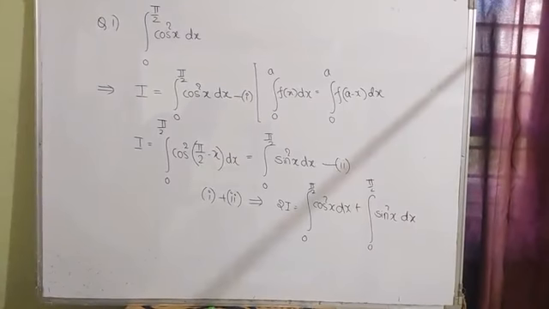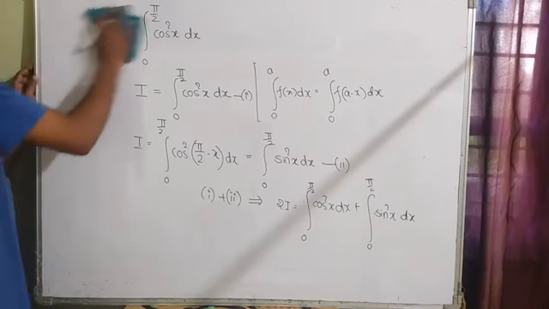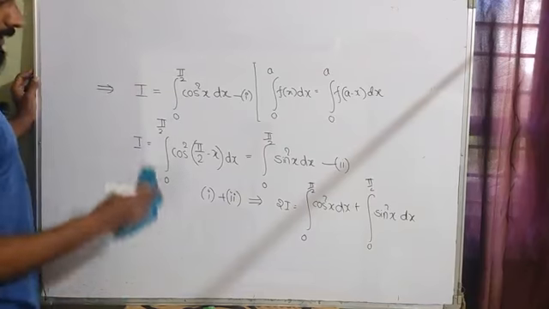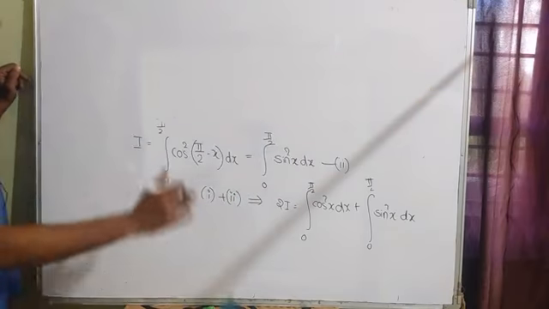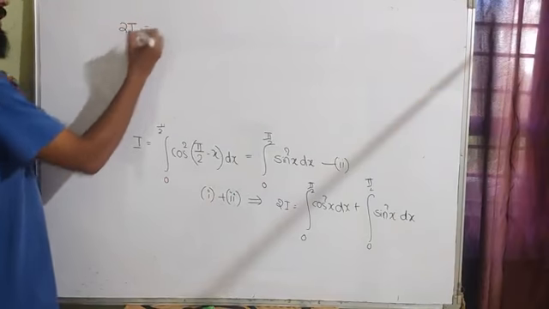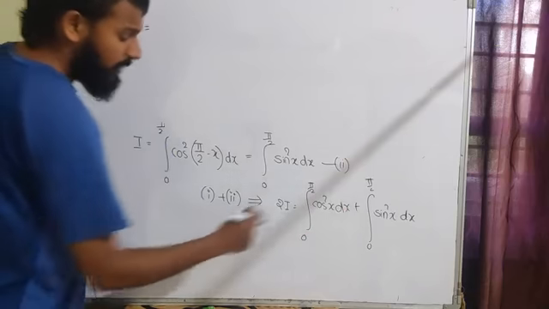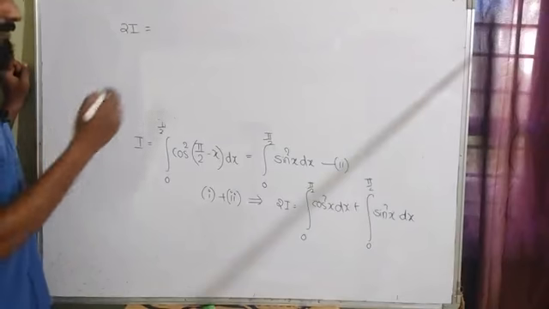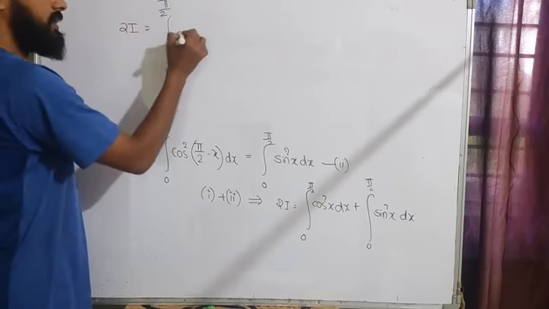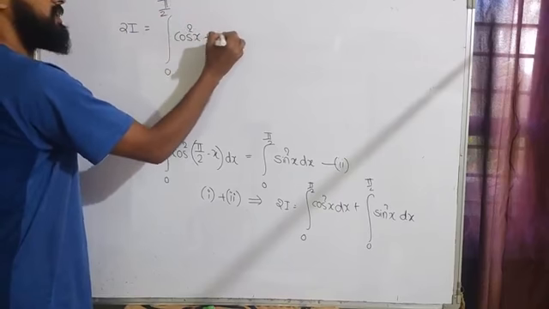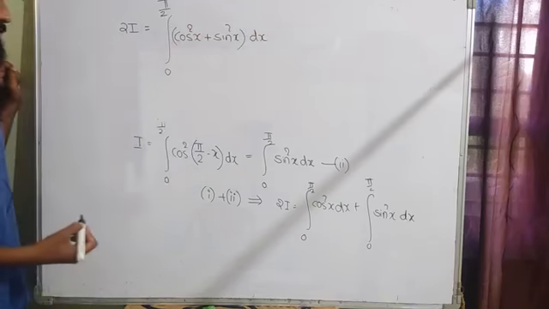Now let me erase this part, and let me erase this one also. Now we can see, my dear friends, 2I is equal to, now in both the integrals the limits are the same, that is from 0 to pi by 2. So we can write this as one integral from 0 to pi by 2. Instead of writing two integrals, we can write one integral and just add those things. So cos square x plus sin square x into dx, isn't it?